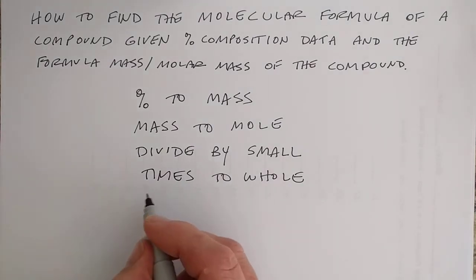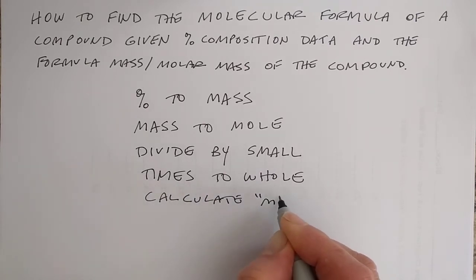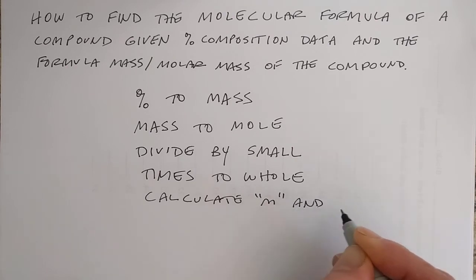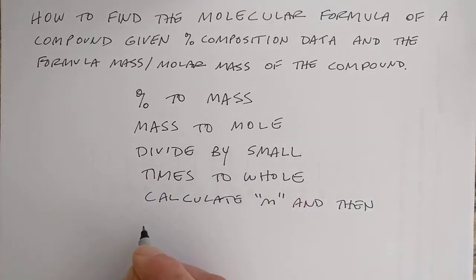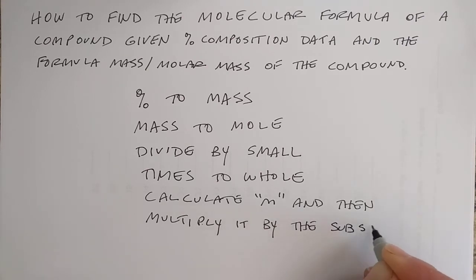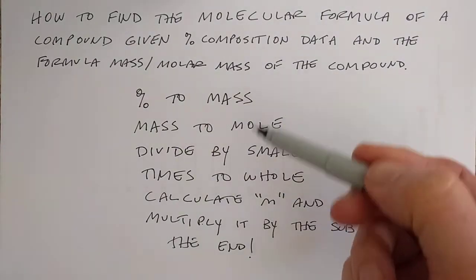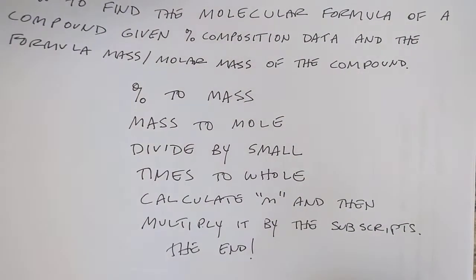Now we're going to add on. So our next line is calculate n, and then multiply it by the subscripts. The end. Okay, so we're just going to follow our poem for our next example.